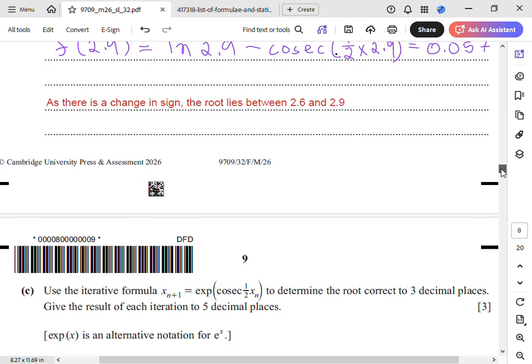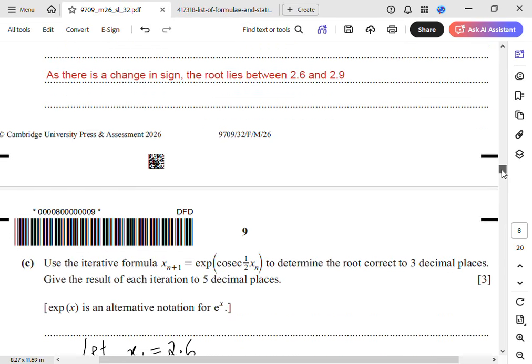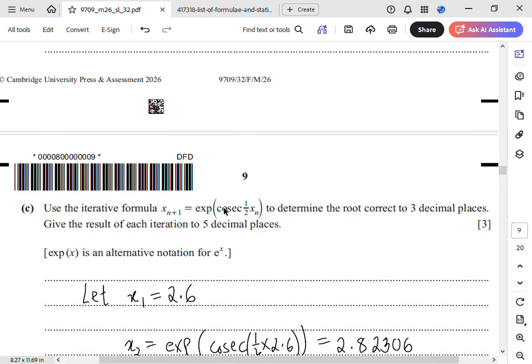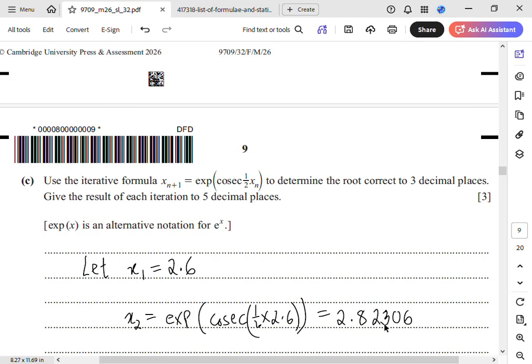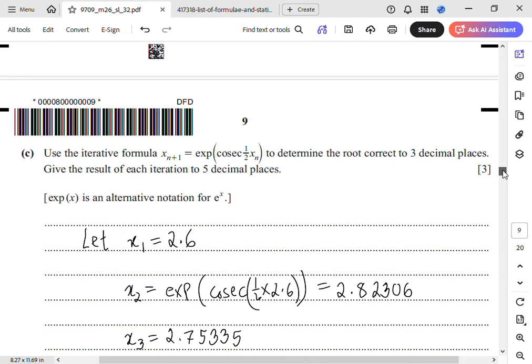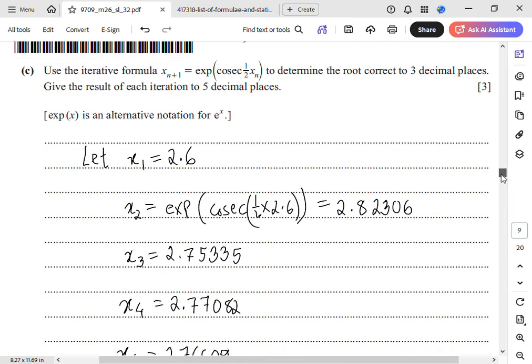The question does not give you the starting value. So you can take 2.6 as a starting value, you can take 2.9 as a starting value, or you can take the mid value of these two. Either way, you're supposed to get the same answer. So I chose 2.6 as my seed, x1. So let's say that x1 is 2.6. So I'm going to put 2.6 here. I get 2.82306 to 5 decimal places, right? And then I'm going to put this in here to get x3, and that's 2.75335. Put that here, you get x4, x5.